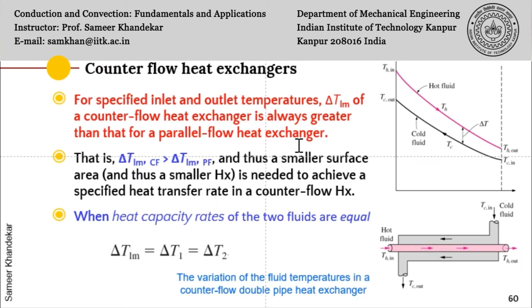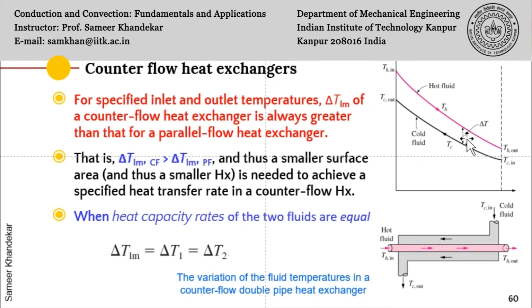So when you solve the problems, you can also check and verify this, because of the unique configuration where the Tc in is on the right hand side and the Tc out is on the left hand side, and therefore they always have an LMTD which is larger.